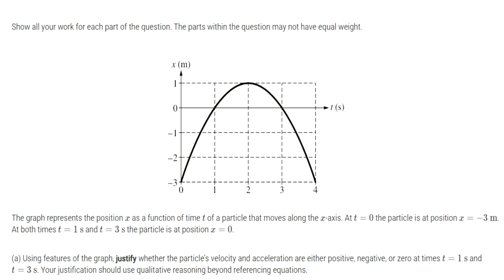Using features of the graph, justify whether the particle's velocity and acceleration are either positive, negative, or 0 at times t equals 1 second and t equals 3 seconds. Justification should use qualitative reasoning beyond referencing equations.